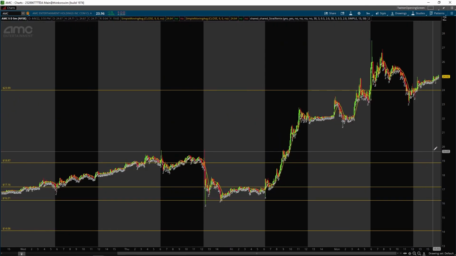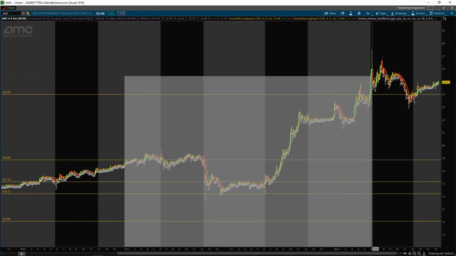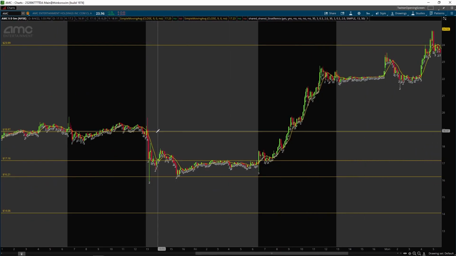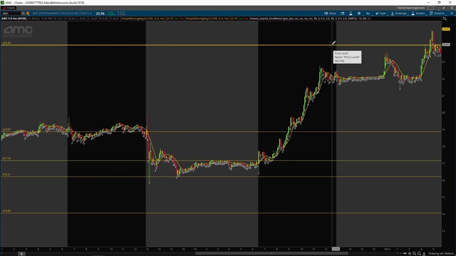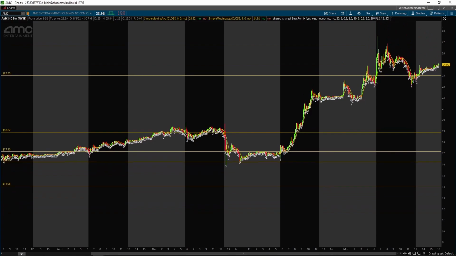Let's go to where it ripped, right? So don't mind this area. As you can see, the 17 area trigger, 18.87 trigger. Once it triggers one, triggers two, it goes for the next trigger, which was 23.99, and boy did that junk rip. So next day, triggers long.